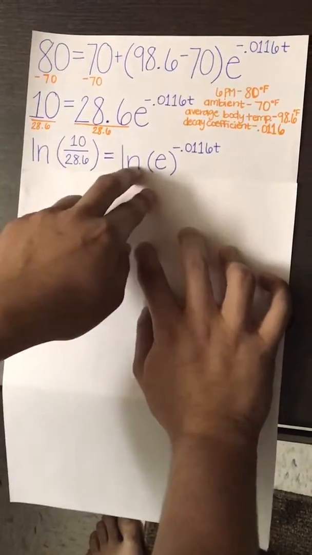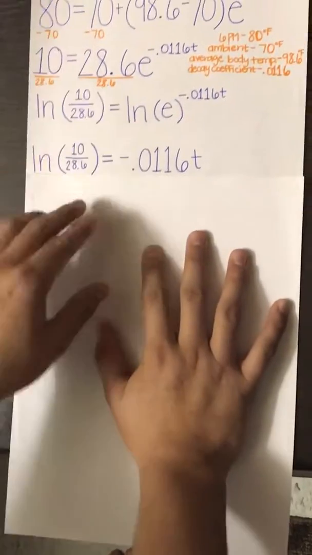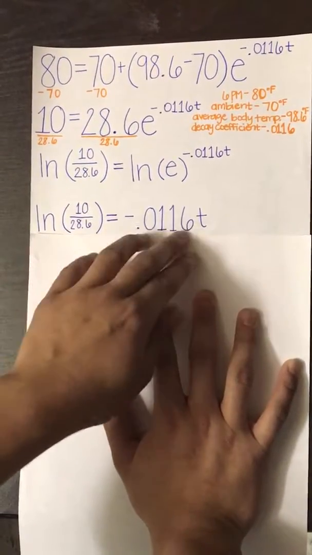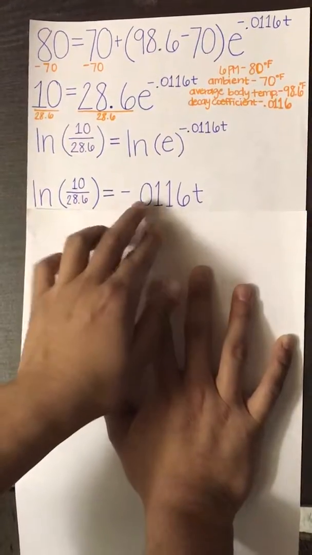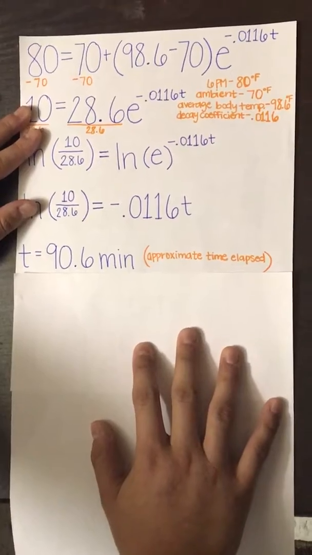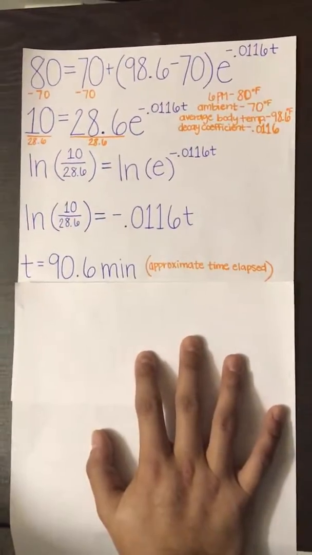Now once again, the natural log of e is just going to be equal to 1, so we write the natural log of 10 over 28.6 is equal to negative 0.0116t. In order to isolate the t, we divide both sides by negative 0.0116, and we find that t is equal to approximately 90.6 minutes, which is the total time elapsed.